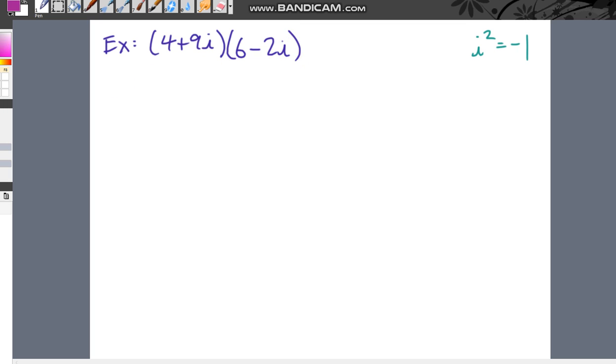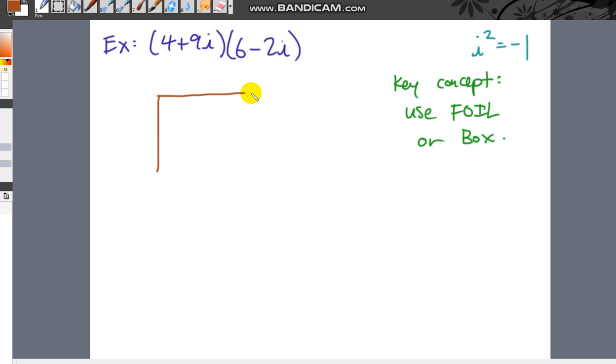Okay, so what I see is a lot of you prefer FOIL, some of you prefer box. Let's go ahead and write out the key concept. Okay, so key concept, I'm going to write this on the side here. Use FOIL or box. Use one or the other. Let's say I use box for this. I know you guys like the box method, right? So if I were to just do something like this that you see here, so we have 4 plus 9i, and then we have 6 minus 2i.